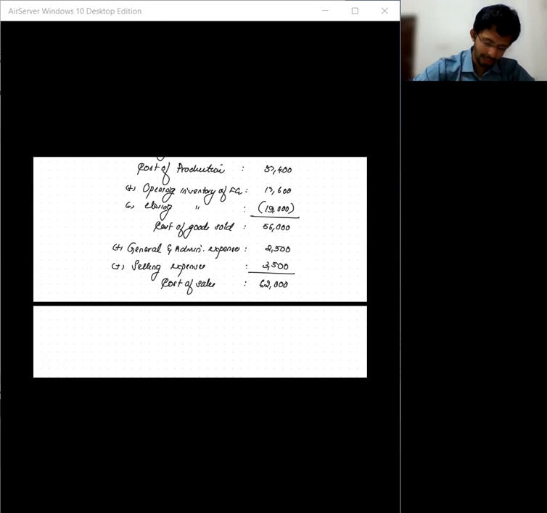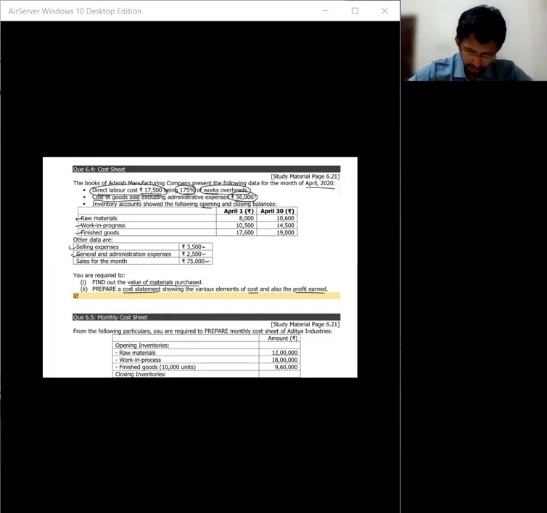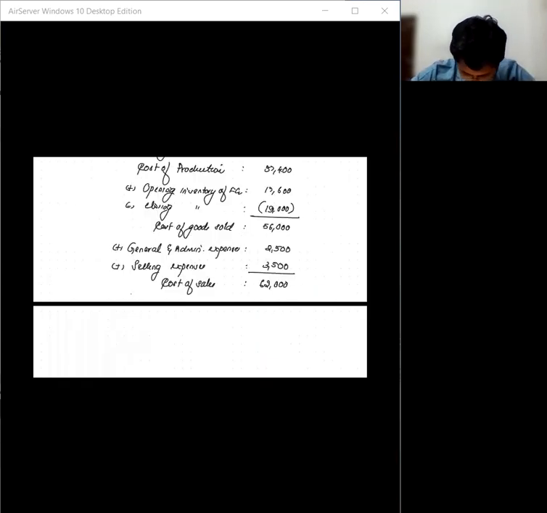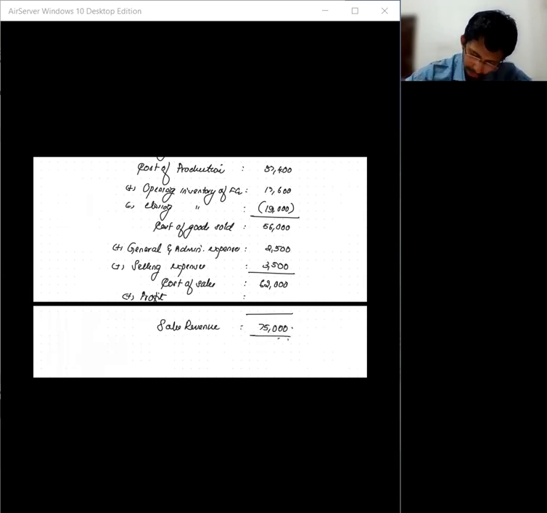Now what do you have? You know what is the sales? Sales for the month is 75,000. So cost of sales plus profit will give you the sales for the month, and sales revenue is 75,000. So what is going to be the profit? Profit will be the balancing figure, that is 13,000. Friends, I hope this question is clear to everyone.